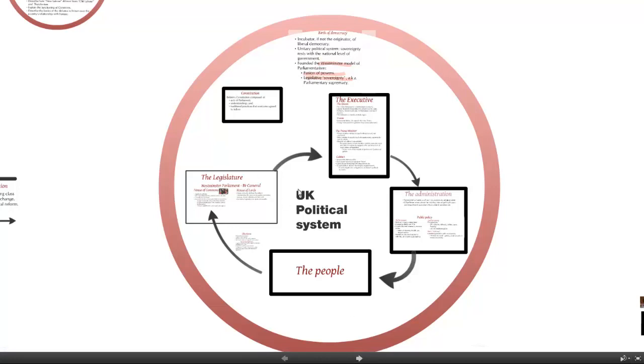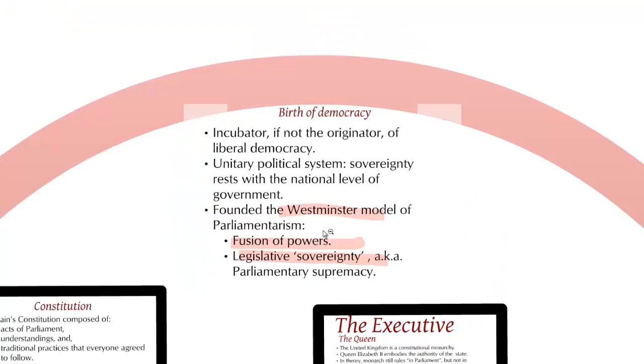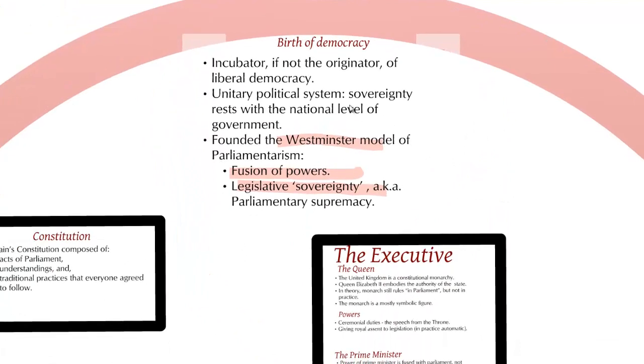So let's go through these and what the characteristics of the system of the United Kingdom really are. First of all, we can really talk about this system as an incubator, if not the originator, of liberal democracy, then definitely an incubator of it. A lot of the Enlightenment thinkers that created the philosophies around democracy that have informed liberal democracy came from the United Kingdom.